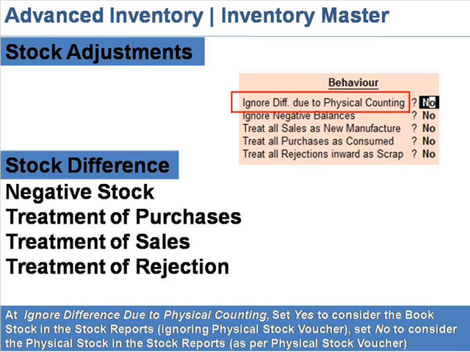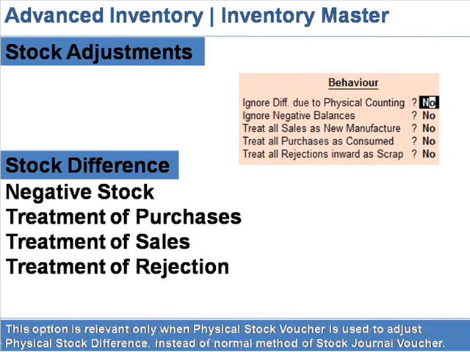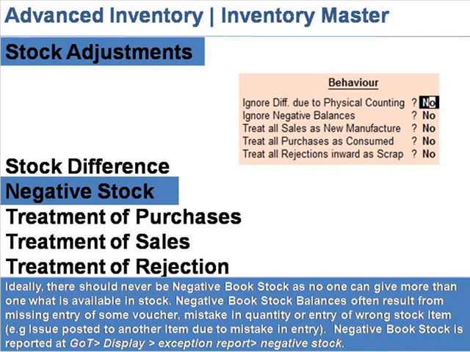Ignore difference due to physical counting. Set yes to consider the book stock in the stock reports, ignoring physical stock voucher. Set no to consider the physical stock in the stock reports as per physical stock voucher. This option is relevant only when physical stock voucher is used to adjust physical stock difference instead of the normal method of stock journal voucher.